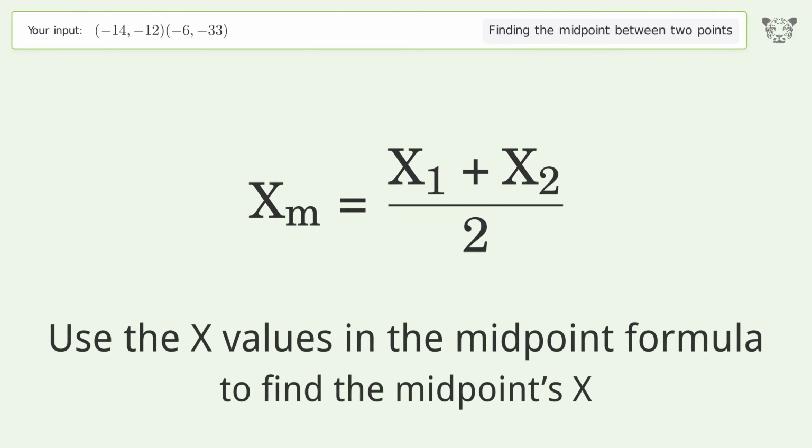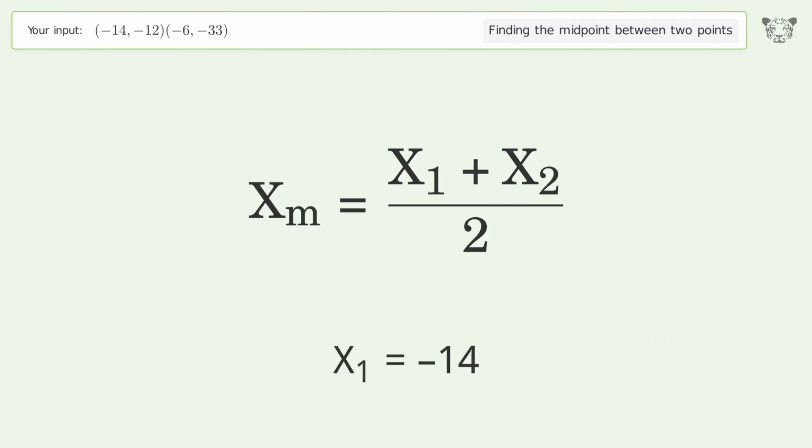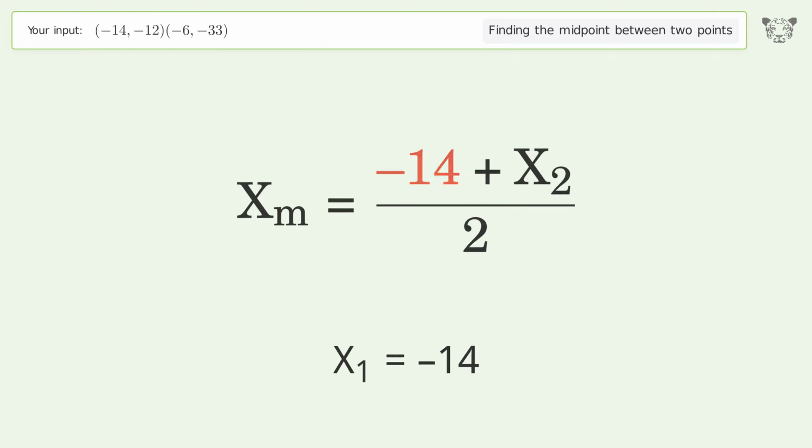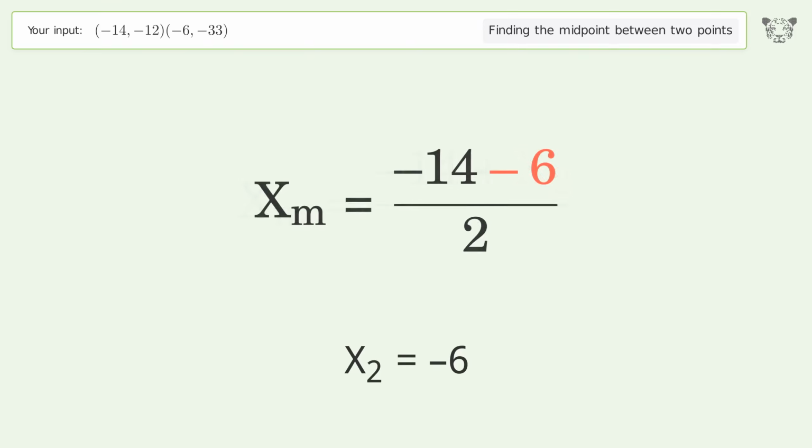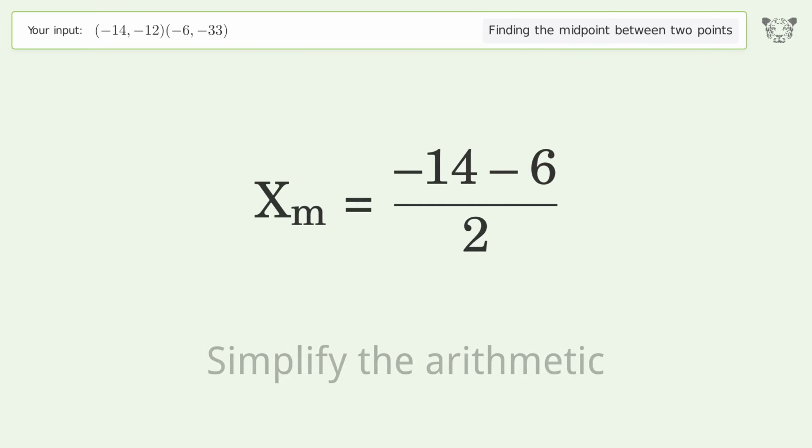Use the x values in the midpoint formula to find the midpoint's x. x1 equals -14. x2 equals -6. Simplify the arithmetic.